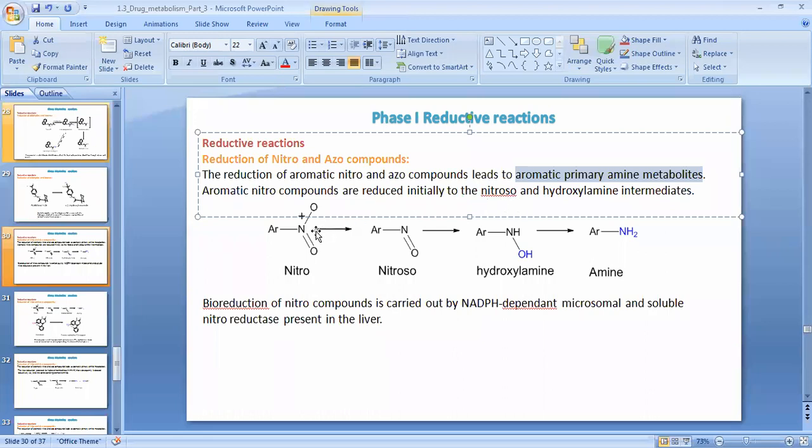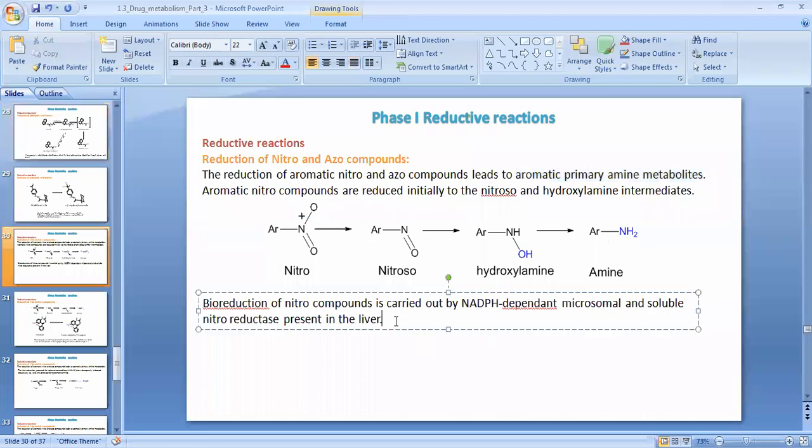So what happens if the nitro group is present? See, N double bond O is there. This type of conversion converts it into a nitroso derivative. Further, these nitroso derivatives are converted into a hydroxylamine derivative. So what type of conversions? Reductive reactions, and this hydroxylamine derivative is later converted into an amine derivative. So this reaction is also a bioreduction reaction.